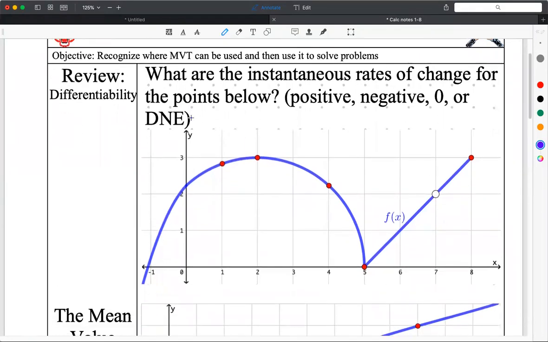First of all, I need to figure out what the instantaneous rates of change are for the points below. So you do this as well. Go ahead and make a line for each of the instantaneous rates of change. So you're going to have a tangent line through there and then through the rest of them. Make sure they have the approximate correct slopes in your notes.